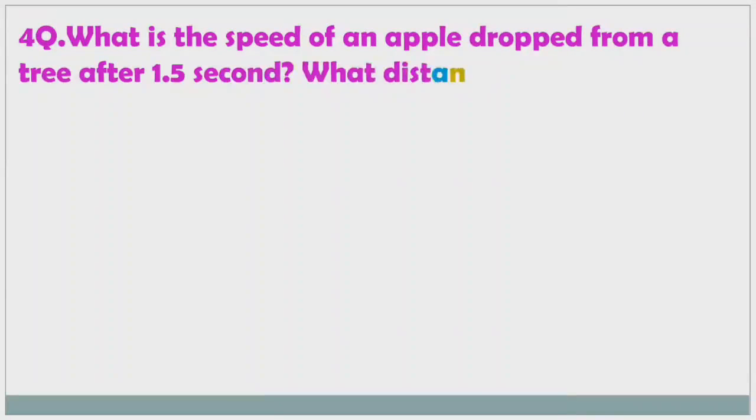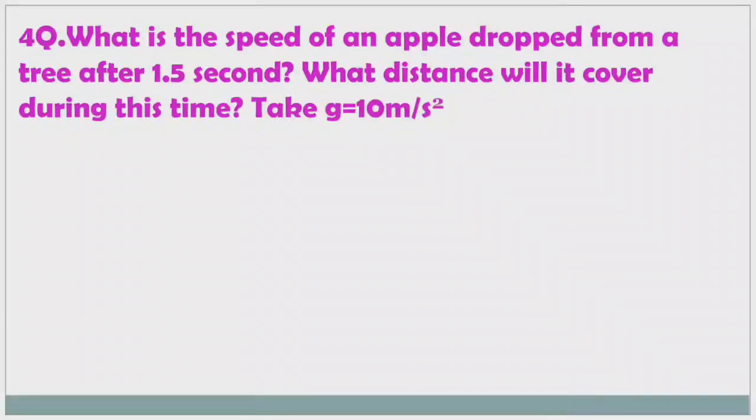Now we will see the fourth problem. What is the speed of an apple dropped from a tree after 1.5 seconds? An apple is dropped from a tree. It is a freely falling fruit. So we have to find the speed of the apple after 1.5 seconds, and also the distance it will cover during 1.5 seconds. Take g as 10 meter per second square.